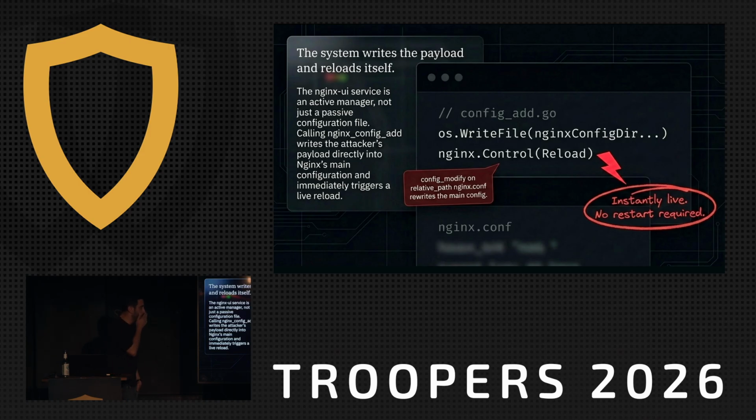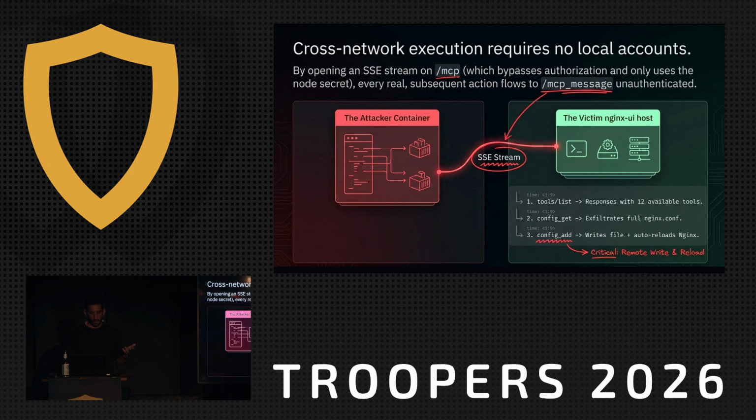And again, now we get to the tool layer. So what are the interesting tools that we found here? As I said, Nginx UI is a user interface layer to manage Nginx servers, and it has a tool called nginx config add. That tool calls os write file and basically allows you to write to the configuration directory of the Nginx UI. So once we can do that, we can rewrite the main configuration file of the server.